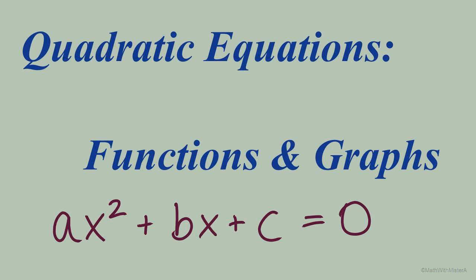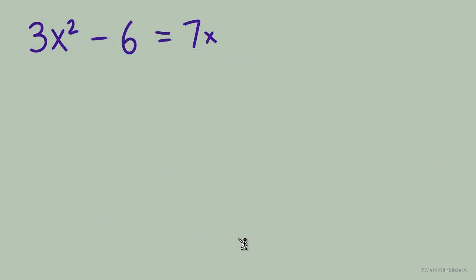Now, when we talk about quadratic equations, we're talking about any equation that can be put into this standard form. When we simplify, combine like terms, and put all of our terms on one side of the equation, it will match this form: ax squared plus bx plus c equals 0. A cannot equal 0. A must be some non-zero number, but b could be 0 or c could be 0. Here's our first example: 3x squared minus 6 equals 7x.